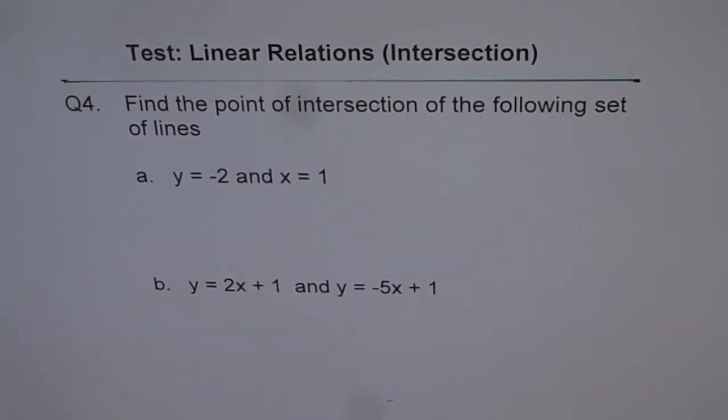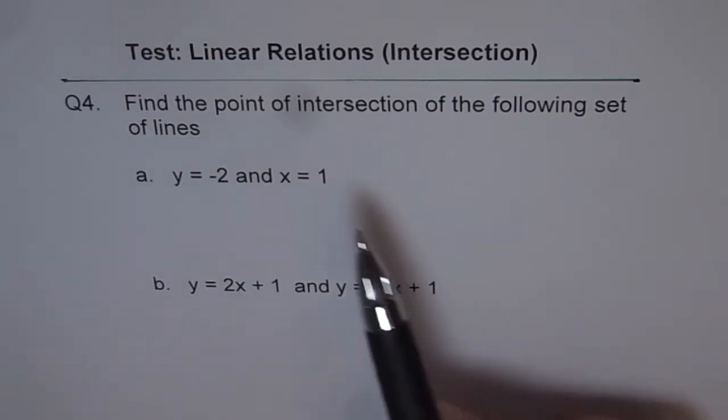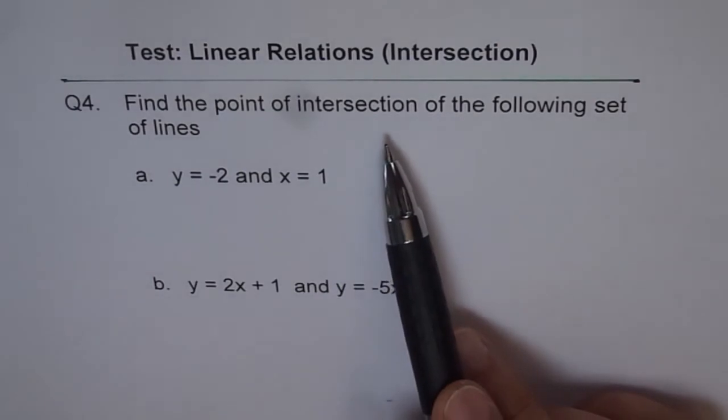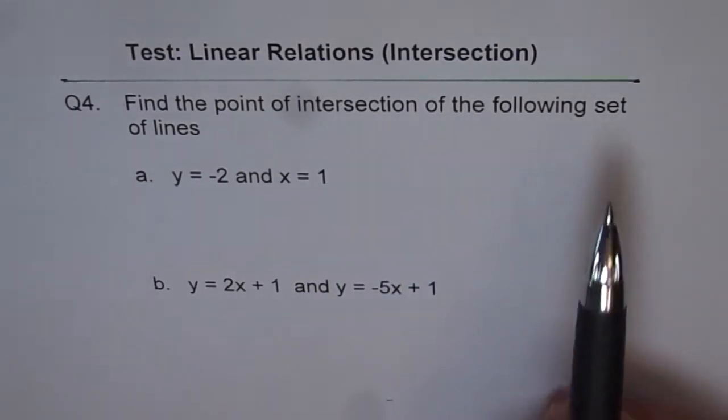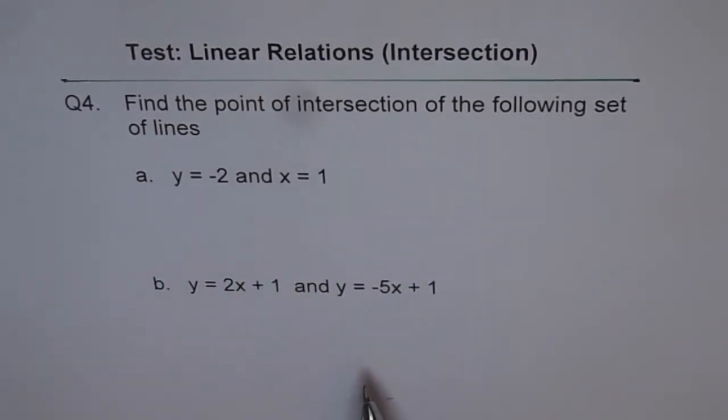Now we are on question 4 on test review on linear relations. I hope by the end of these 10 questions you will understand quite a bit about linear systems, intersection, and what we mean by solution of a linear system. Question number 4 is, find the point of intersection of the following set of lines. So we got two set of lines here.